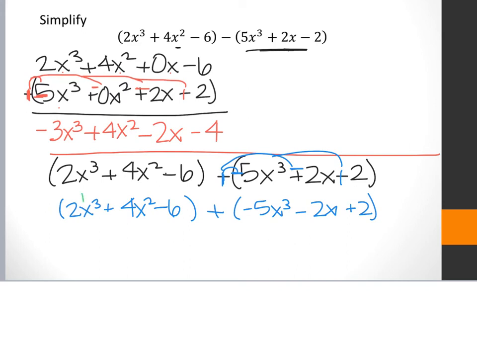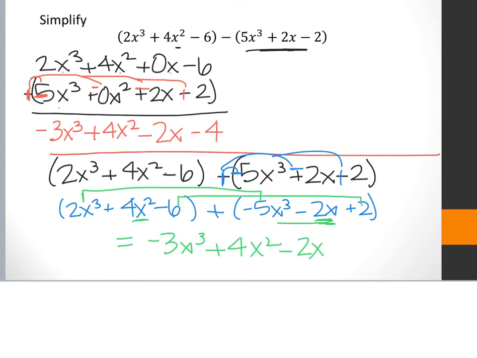So 2x cubed plus a negative 5x cubed gives me a negative 3x cubed. I have a 4x squared here, but none over on this side, so this is just plus 4x squared. Because I want to keep things in standard form, I say I have a 2x here, but nothing on the left-hand side, so I'm just going to go minus 2x. And then I have a negative 6 plus 2, which gives me a negative 4. And if you notice, this is the exact same thing I got when I set it up vertically.